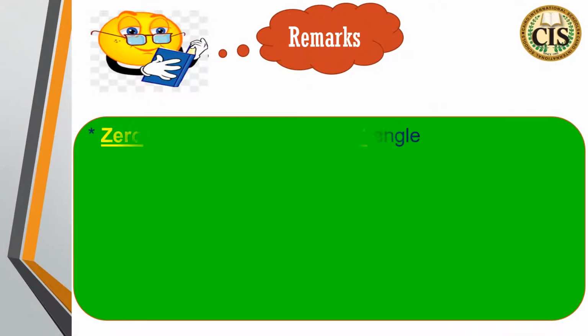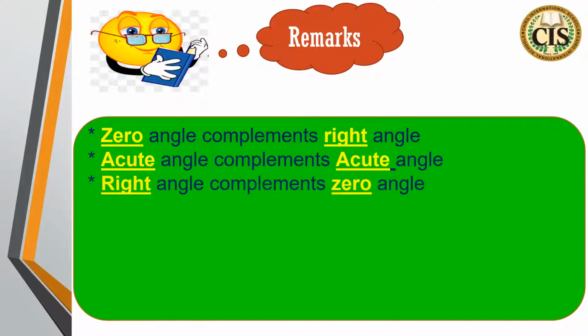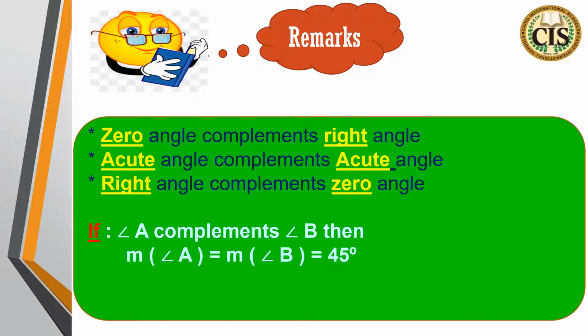Remarks. Zero angle complements with right angle. Acute angle complements with acute angle. Right angle complements with zero angle. Now, if angle A complements with angle B and their measures are equal, then measure angle A equals measure angle B equals 45.